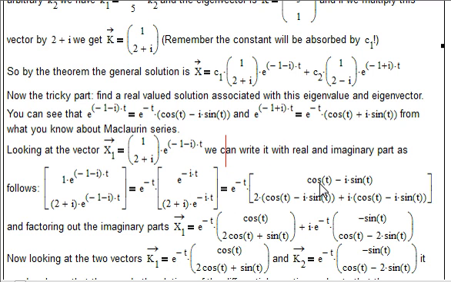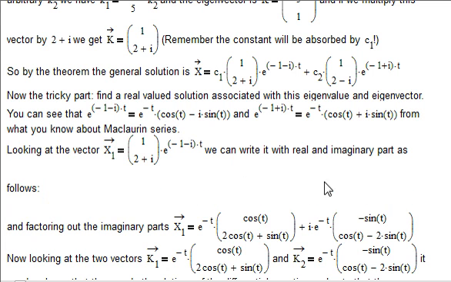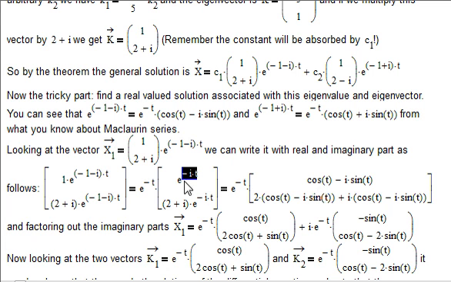But I don't know if you see what nice thing happens. It's e to the negative t times, look here, cosine t minus i sine of t, that's this. And then 2 times e to the negative it, and that's 2 cosine t minus i sine of t, and then plus i times e to the negative it, so plus i times cosine of t minus i times the sine of t. Now, doesn't that seem complicated? But here's what happens now.